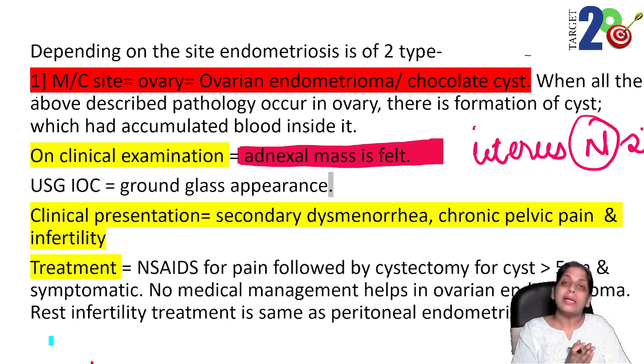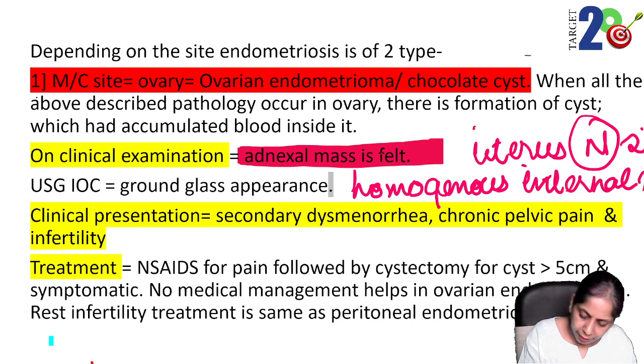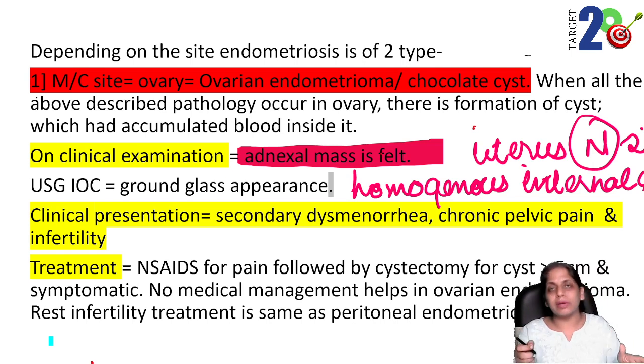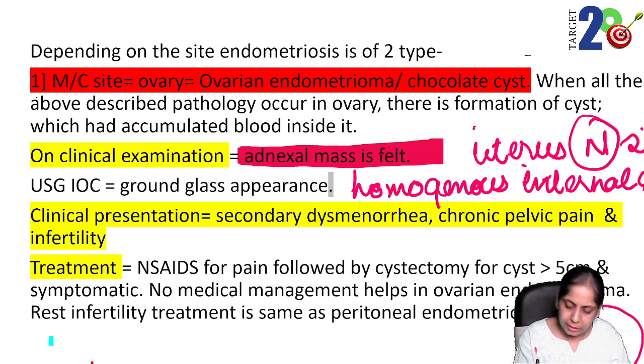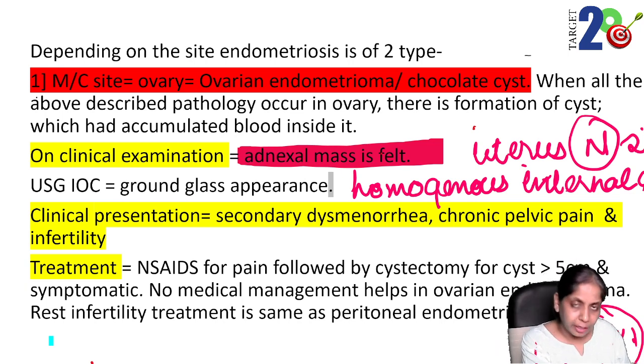You all know that the investigation of choice for any cystic structure is ultrasound. And on ultrasound, what is there in that cyst? There is a lot of blood accumulated, so there will be homogeneous, equally spread internal echoes due to the blood, right? These internal echoes will give us the ground glass appearance, just like this, homogeneous internal echoes.